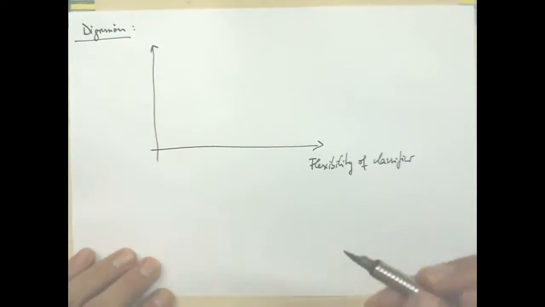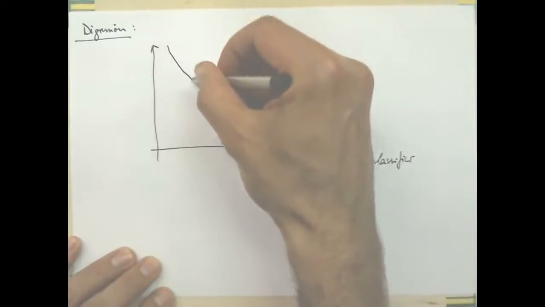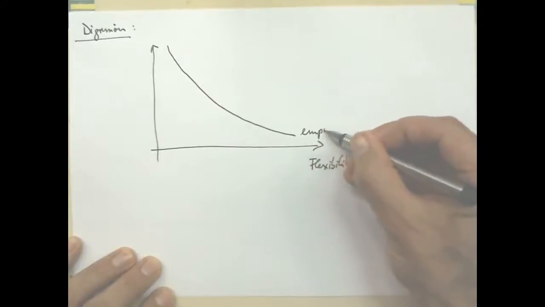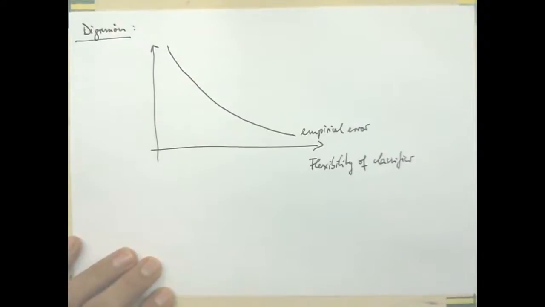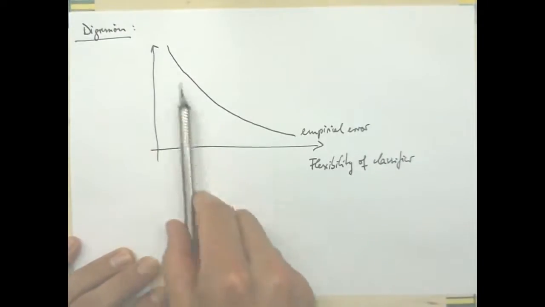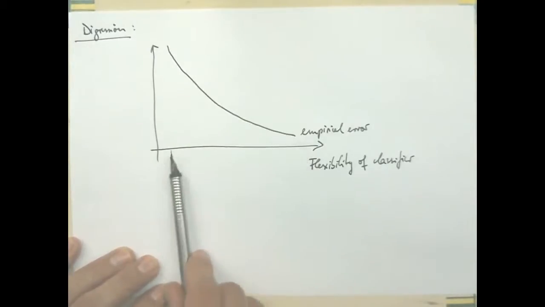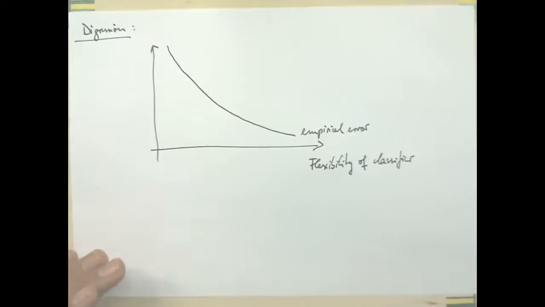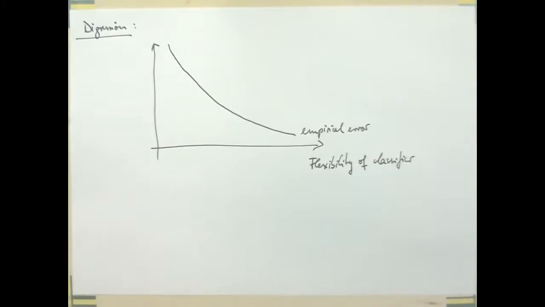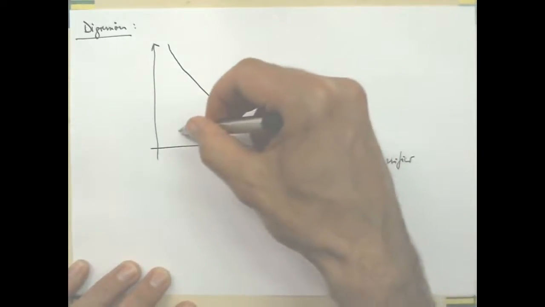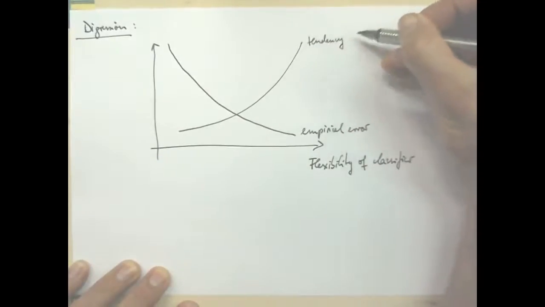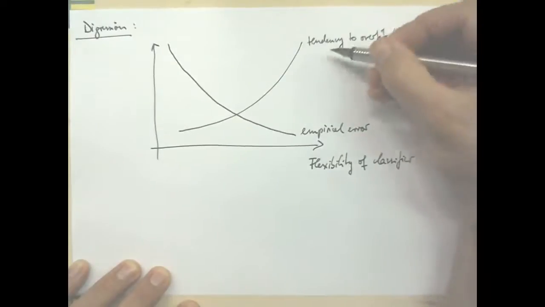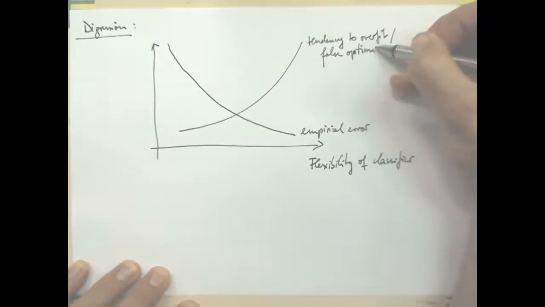Now, we can plot the empirical error, the error on the training set, as a function of this flexibility. If I just look at the empirical error, so the number of errors I make on my training set, it keeps going down with increasing flexibility of the classifier. So why would you not always choose the most flexible classifier possible? There is a generalization problem. There is something which I want to call, let's say, a tendency to overfit, or let me call this a false optimism, all of which are non-technical terms.